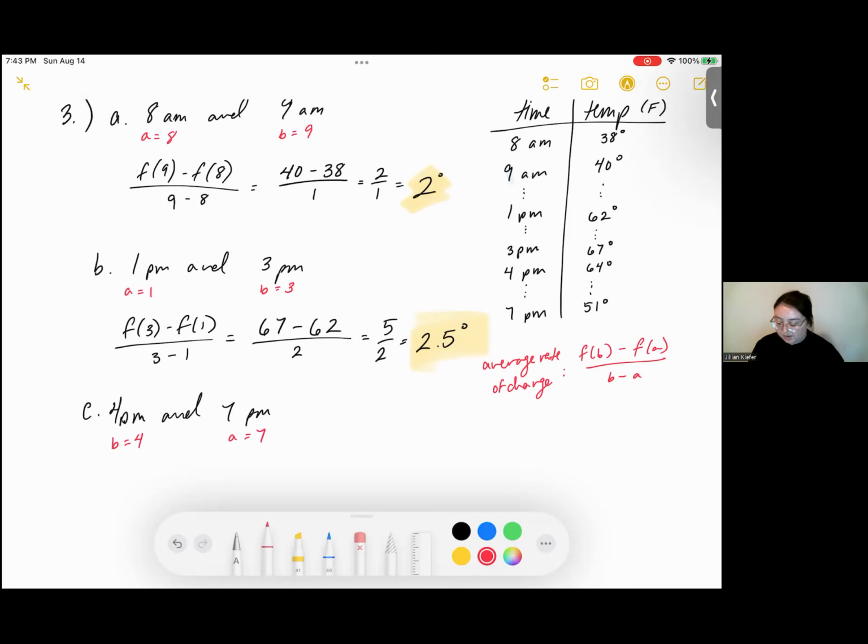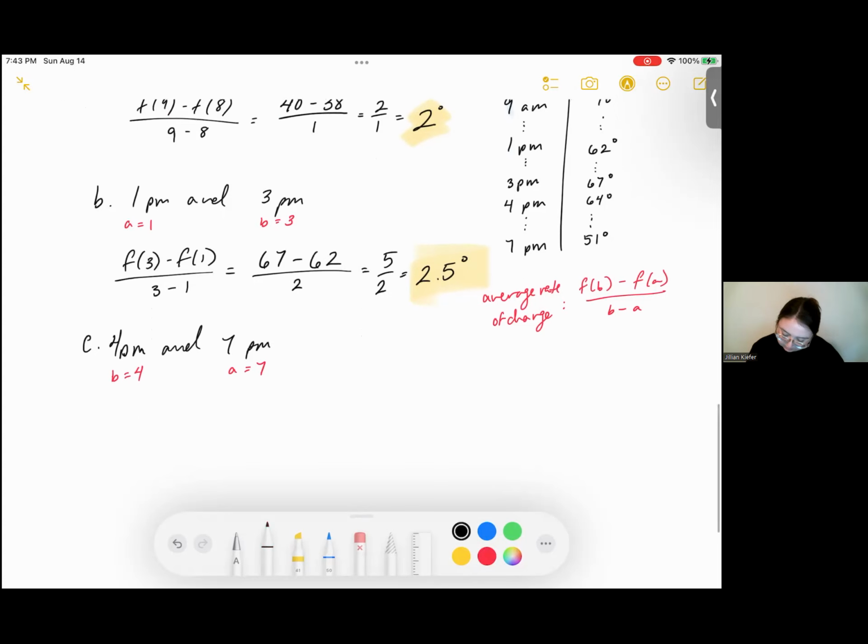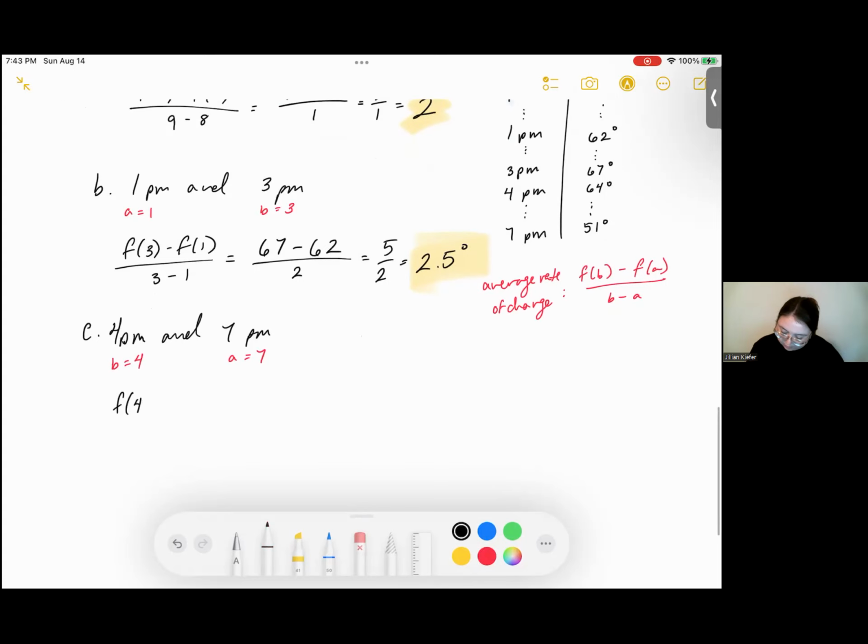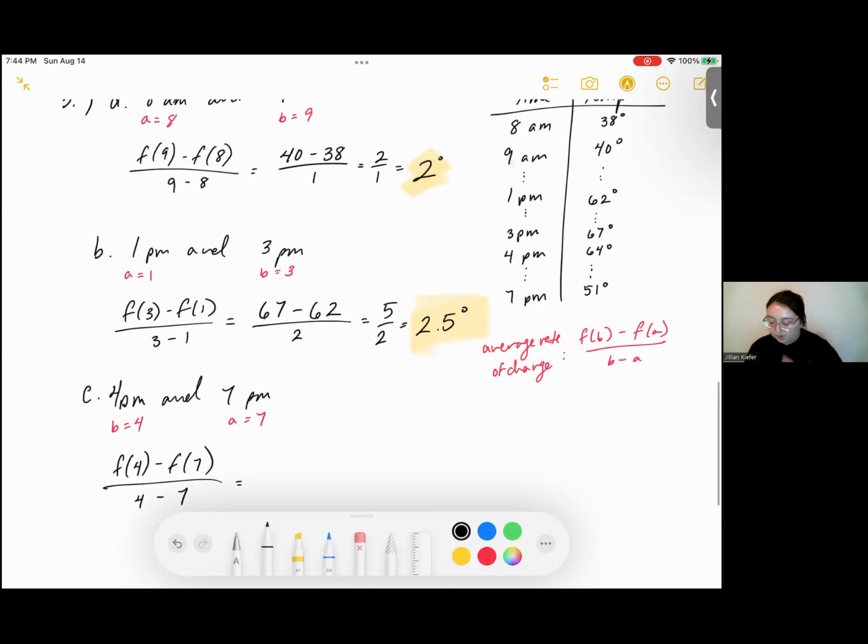So we have 4 p.m. and 7 p.m. For our average rate of change here, we want to find f of 4 minus f of 7 divided by 4 minus 7. So we want to find the temperature at 4 p.m. and the temperature at 7 p.m. Our temperature at 4 p.m. is 64 degrees, and our temperature at 7 p.m. is 51 degrees.